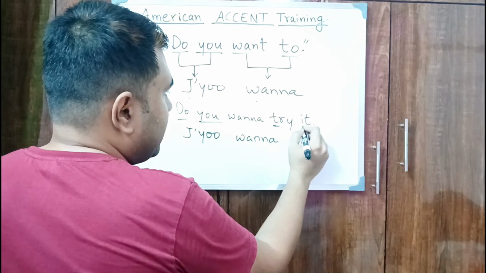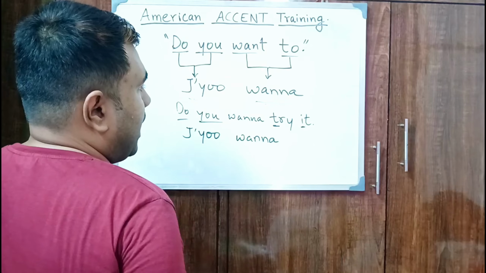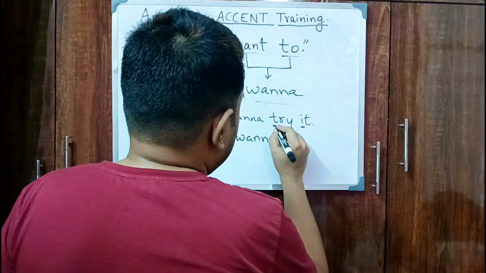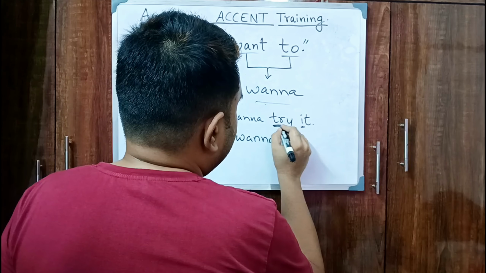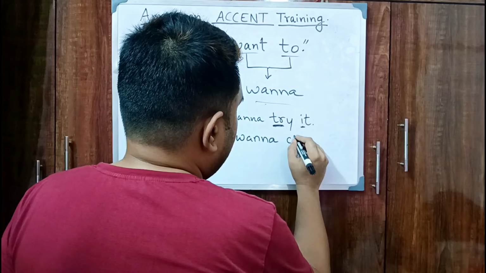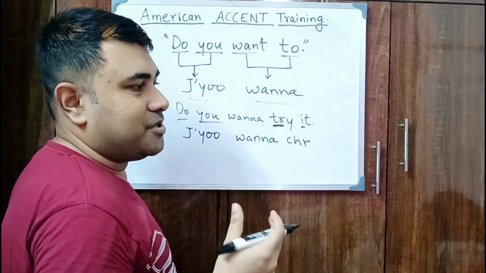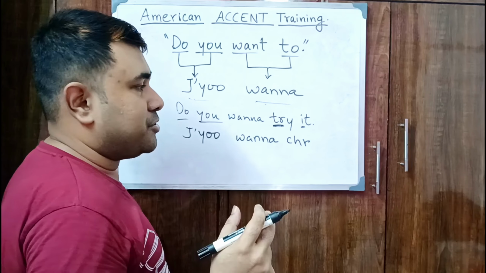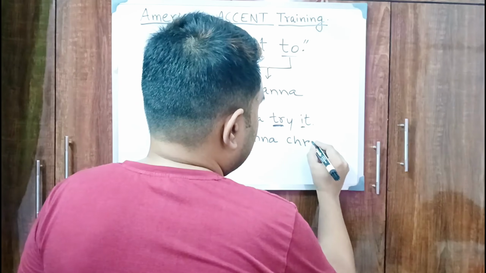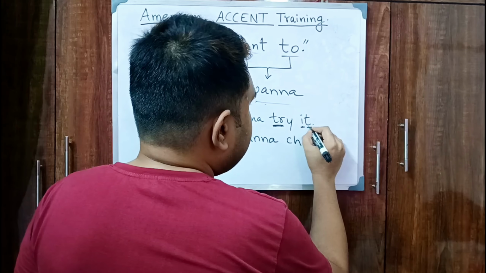Now "try it." Here what will happen is, whenever there's a combination of TR sound, it will be pronounced like CHR. Chur, chur, try. And here the T will become held.